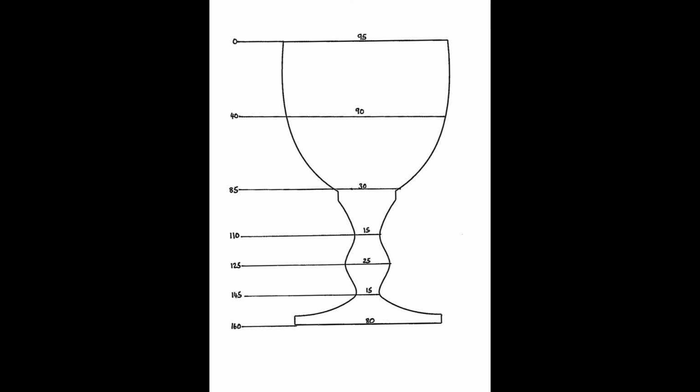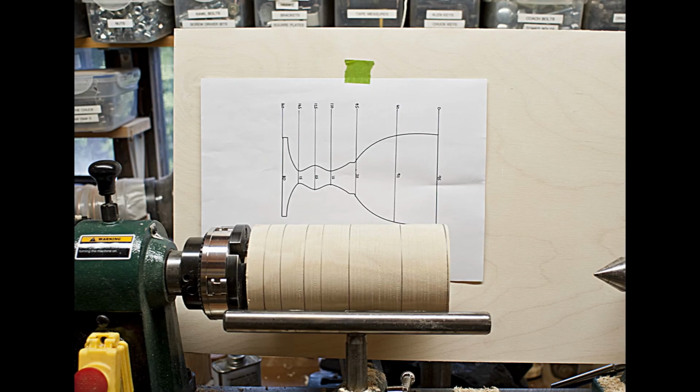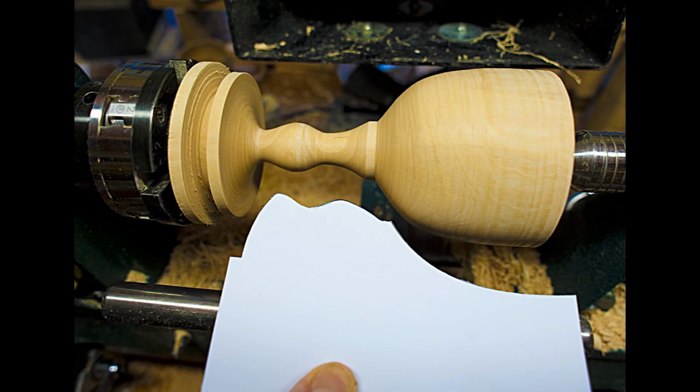Measurements can be taken to produce a plan to locate the diameters of the wood at significant positions. Transfer this information to the wood. Cut the diameters to size and shape with a spindle gouge.